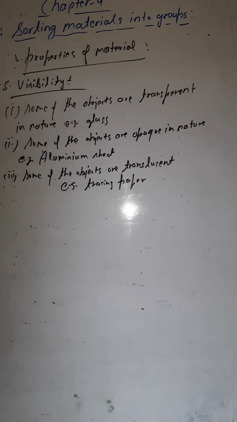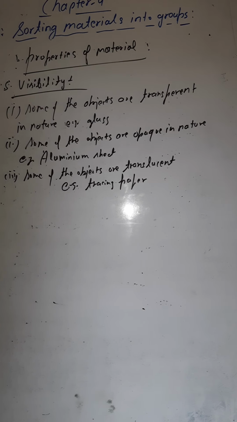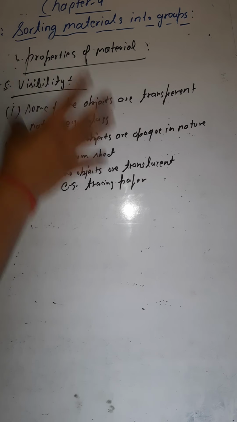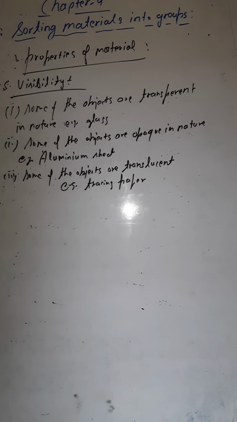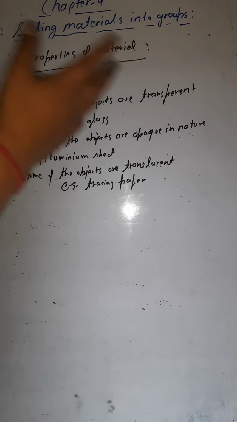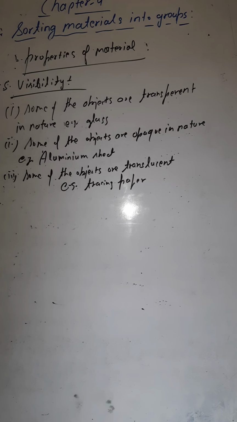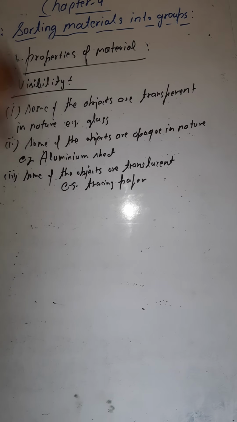So this is how we have read the properties of the materials, and this is how we are going to conclude this chapter. This was all about chapter number 4, sorting materials into groups. At first, we differentiated materials and objects. Later on we read the five properties of the material.